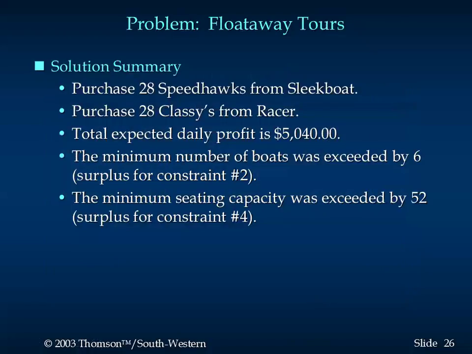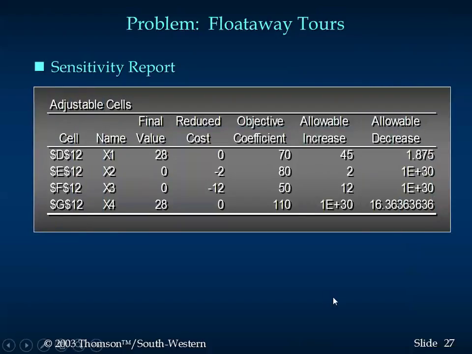Okay. So our summary is: purchase 28 Speedhawks from Sleek Boat, 28 Classies from Racer. Expected daily profit is 5,040. Sorry, 5,040. Minimum number of boats was exceeded by 6, and minimum seating capacity was exceeded by 52. Okay, so very, very simple. And this is our sensitivity report. Same thing.